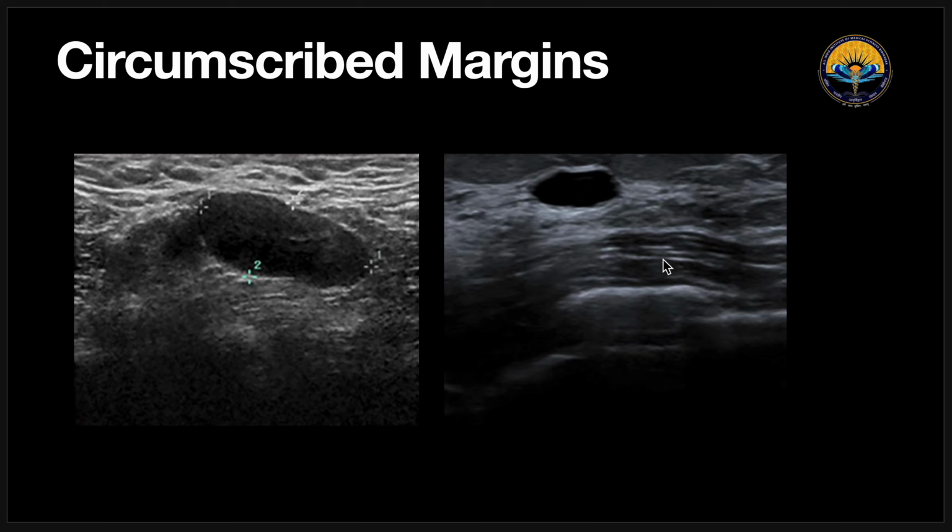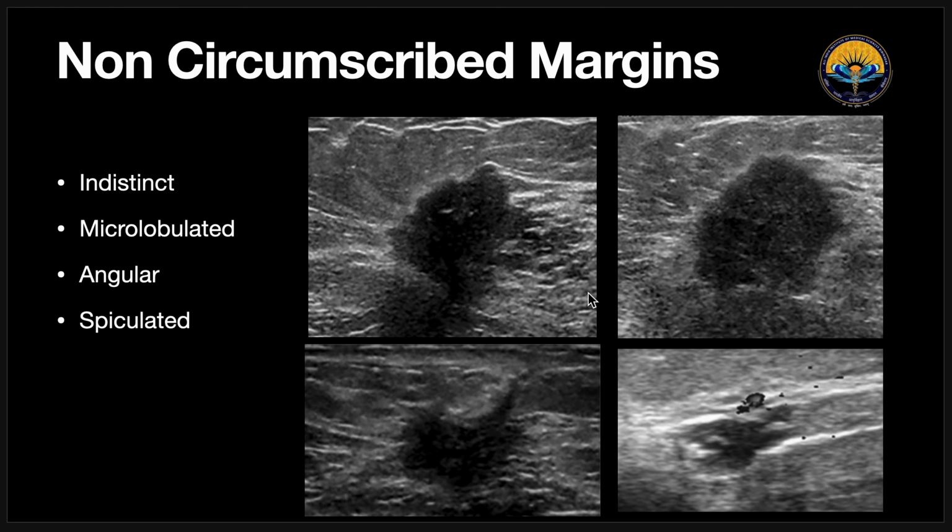Then, coming to the margins, they could be circumscribed or non-circumscribed. If it's a circumscribed margin, it goes more in favor of benign, and if it's non-circumscribed, it goes more in favor of malignancy. Non-circumscribed margins could be indistinct, microlobulated, angular, or spiculated.